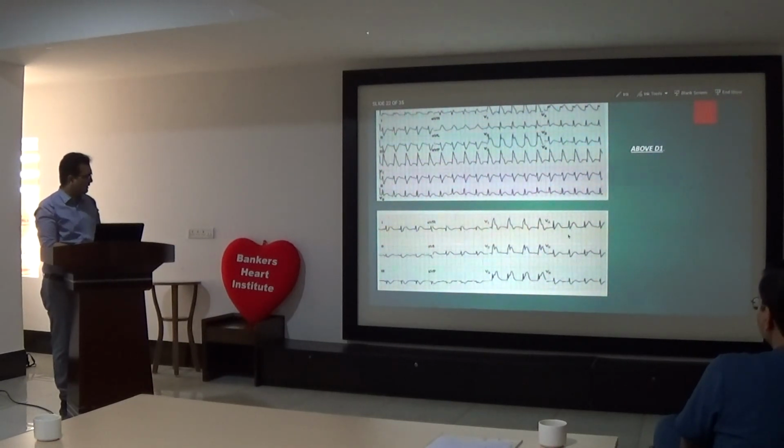In this ECG again, there is ST elevation in leads V1 to V4 and not so significant ST elevation in leads 1 and aVL, with corresponding ST depression in inferior leads. So this is a lesion which is above the septal branch, that is above S1. In several ECGs, if there is ST elevation in leads 1 and aVL, it may also lead to a diagnosis of an above S1 lesion.